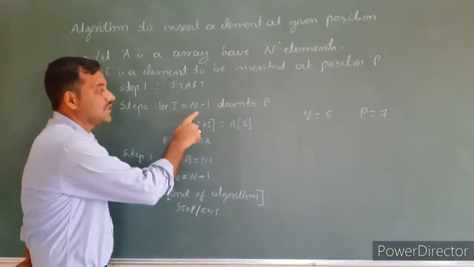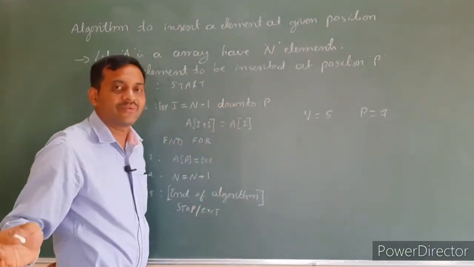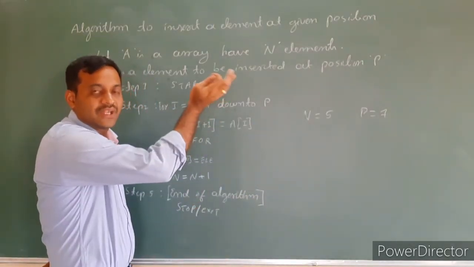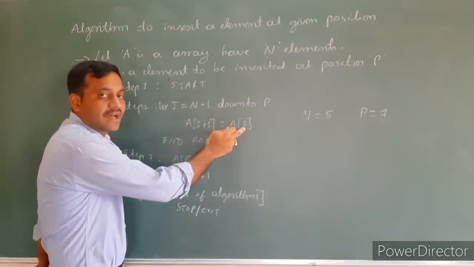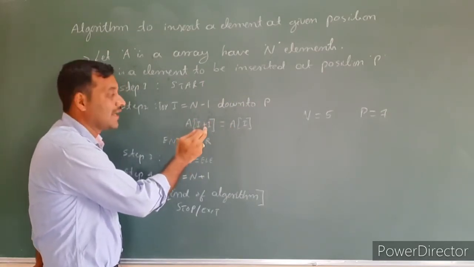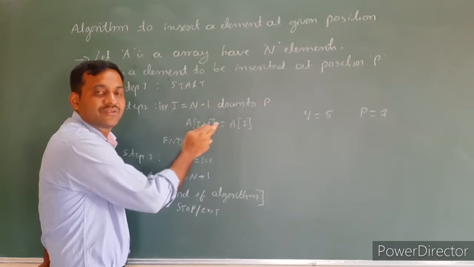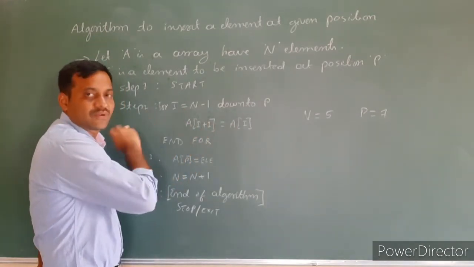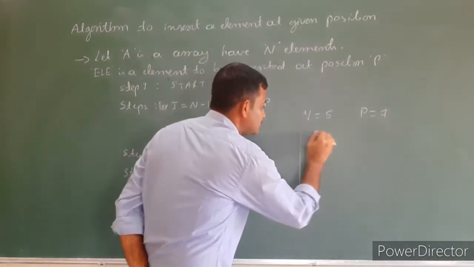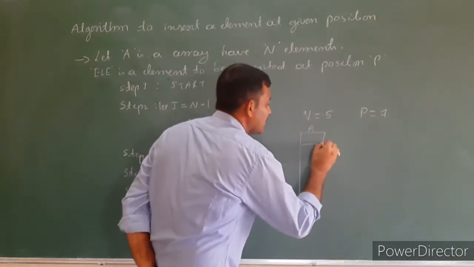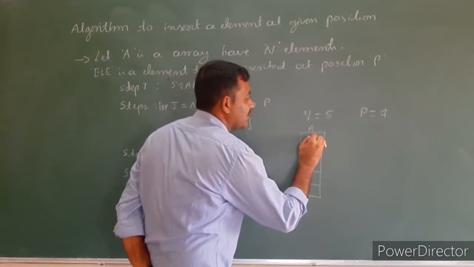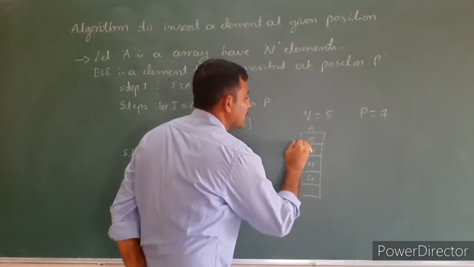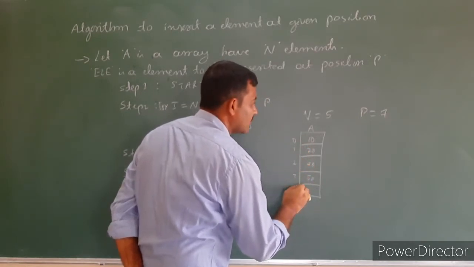So I equals n minus 1 down to P. We have to come downwards, starting from n minus 1 to the given position P. Every time we have to shift the I element to the I plus 1 position. When the for loop reaches n minus 1, see here this diagram. This is the A. Previously we took 10, 20, 40, 50. Index values are 0, 1, 2, 3, 4.